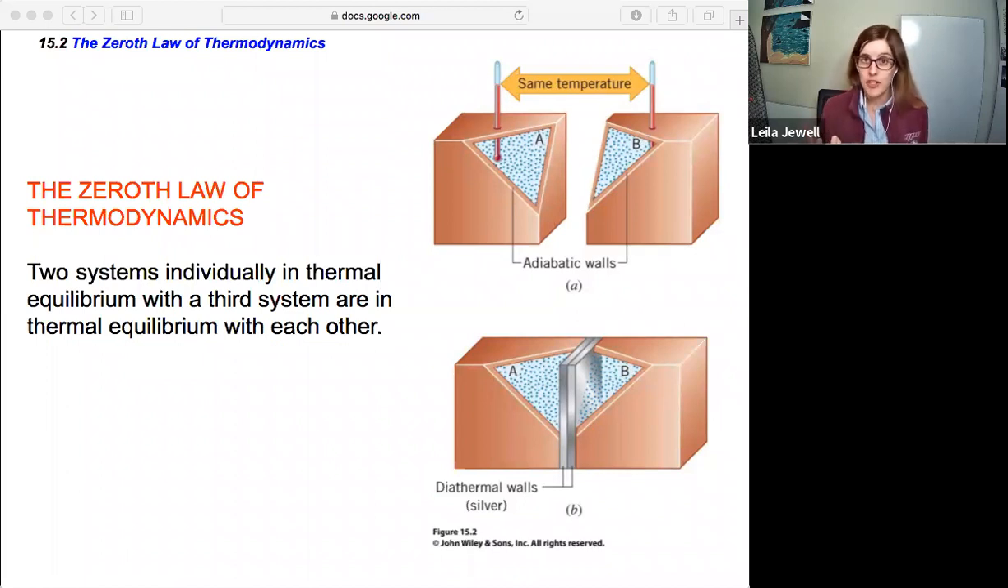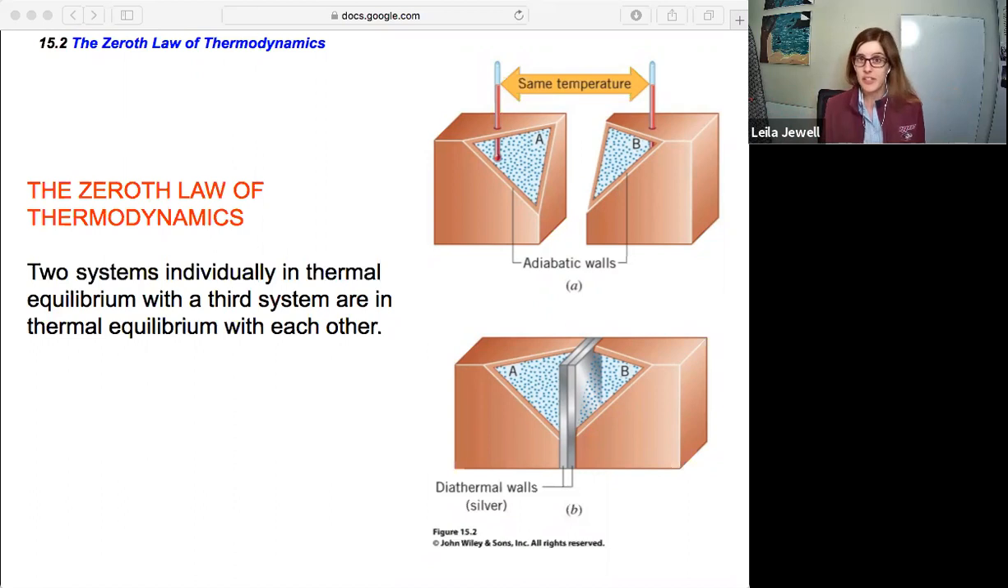You can think of the third system as your thermometer. So if system A is in thermal equilibrium with a thermometer, and system B is in thermal equilibrium with a thermometer, right? And the thermometer has the same temperature in both cases, then that tells you if you bring system A and system B together, they're also going to be in thermal equilibrium. This is the definition of temperature. If it seems basic, that's okay, because it's just our understanding of temperature, but in a formal statement of it. So if two things have the same temperature, there's not going to be any heat flow.